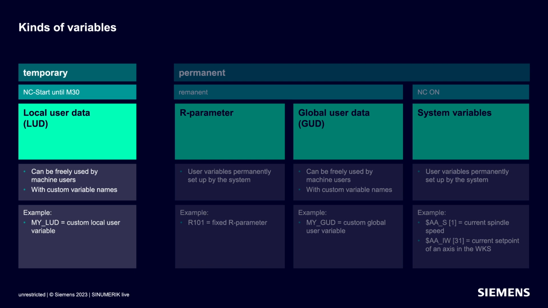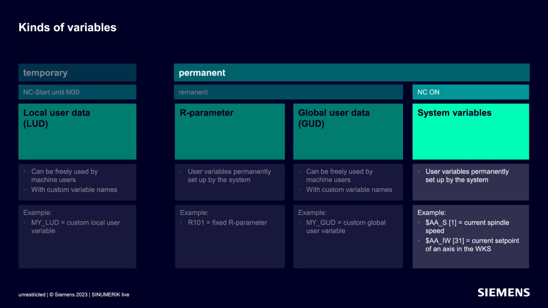Let's start with the system variables. These variables are available as soon as the CNC is switched on. Cinemeric stores all the data relevant for machining in these variables. The variable names always start with a $ sign and can be read in the user program, such as the current spindle speed.